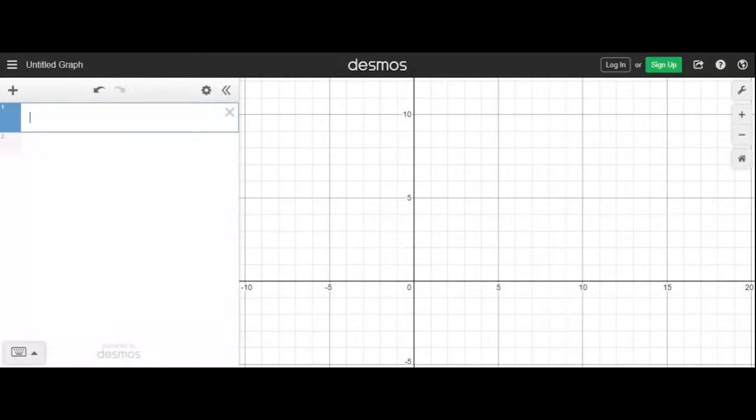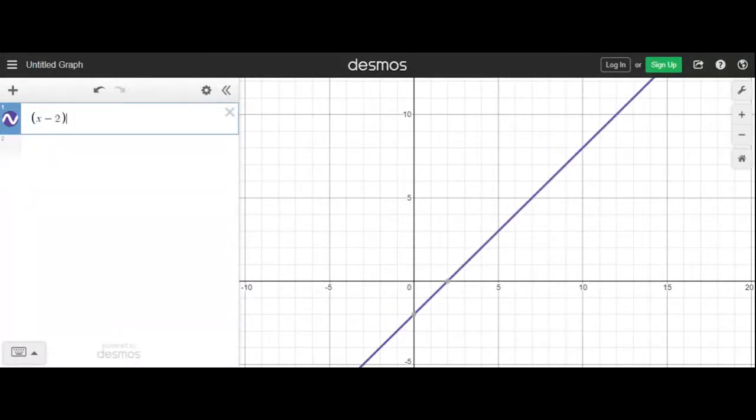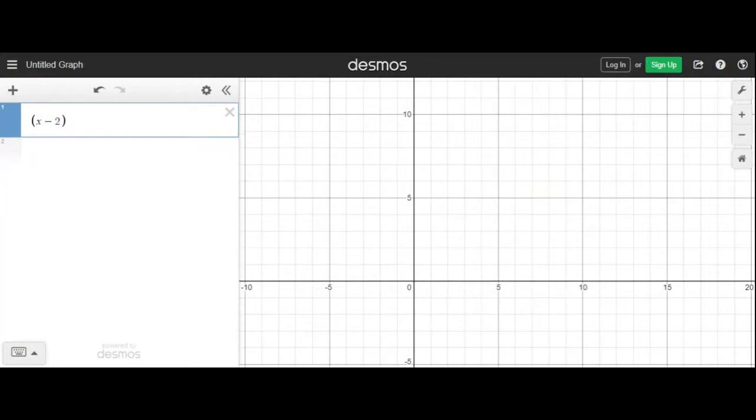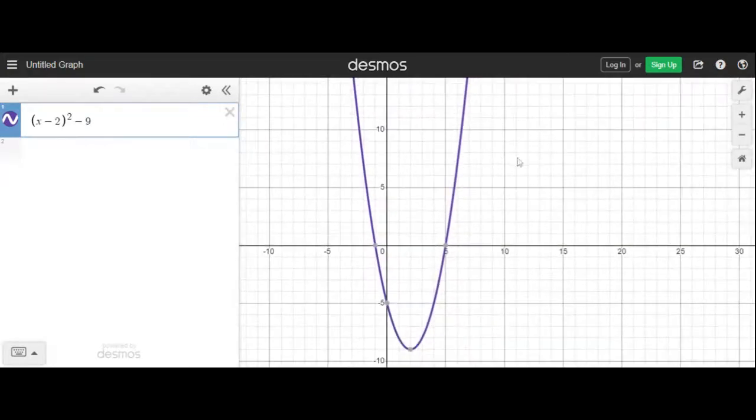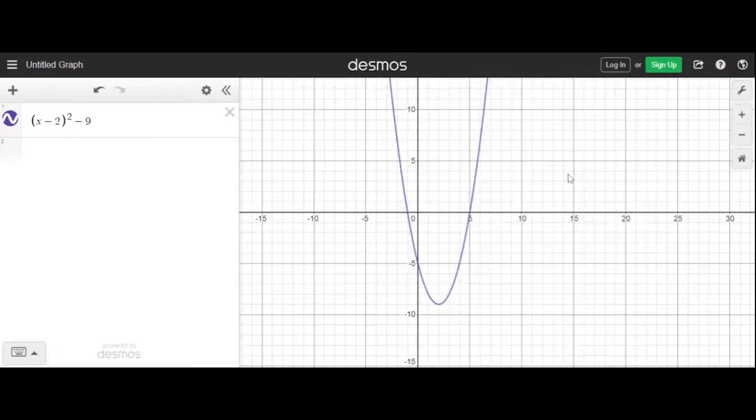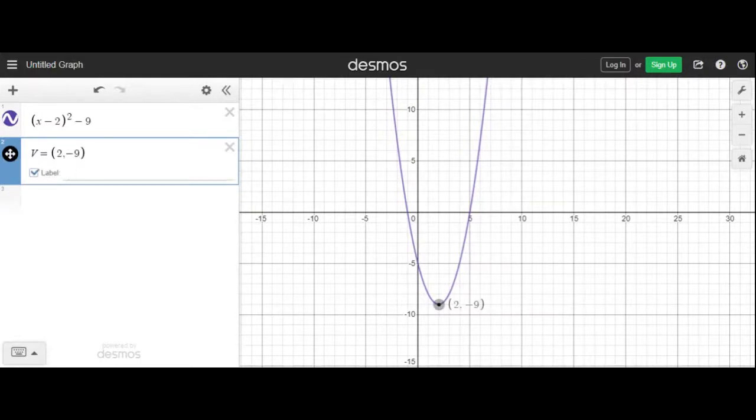All right, so our equation is x minus 2, entire quantity squared, minus 9. We have that, yep, that upward facing U. And we know that our vertex is going to be at the point 2 comma minus 9. So this is our vertex.